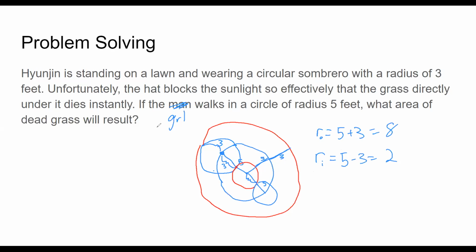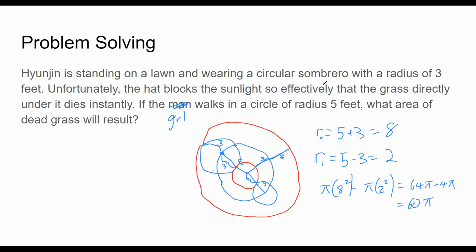So now we have two radii, which is the plural of radius. And then we can do the area of the outer circle minus the area of the inner circle. So we get pi times r squared, but this is the outer r, 8 squared, minus pi times the inner one, so minus pi times 2 squared. It's equal to 64 pi minus 4 pi, which is 60 pi, and that's our answer.